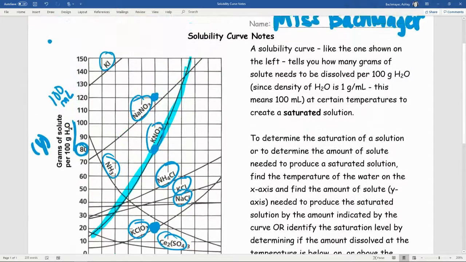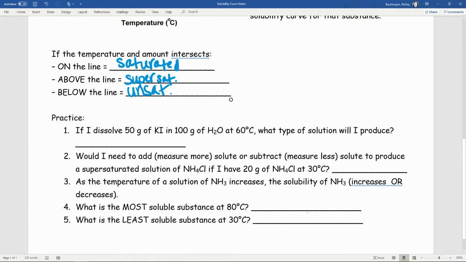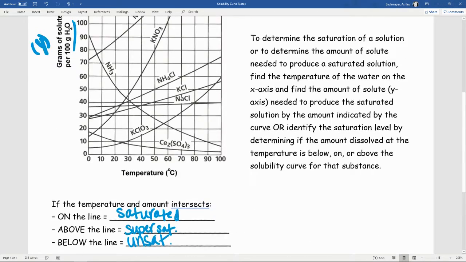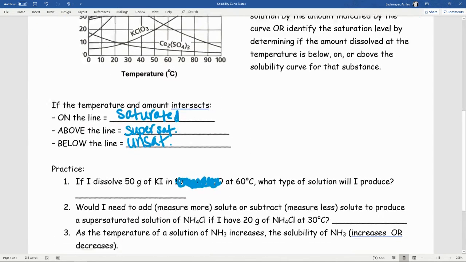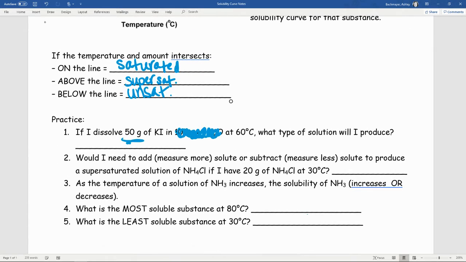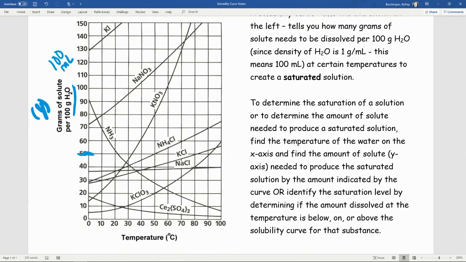All right. What I'm going to say is, if you dissolve 50 grams of KI in 100 grams of water at 60 degrees Celsius, what type of solution will you produce? So you're either making a saturated, unsaturated, or supersaturated solution. Once again, remember, do not let this 100 grams of water confuse you. That's just how we measure solubility. It's the grams of solute per 100 grams of water. In this case, we're going to have 50 grams, so I'm going to put my mark at 50.